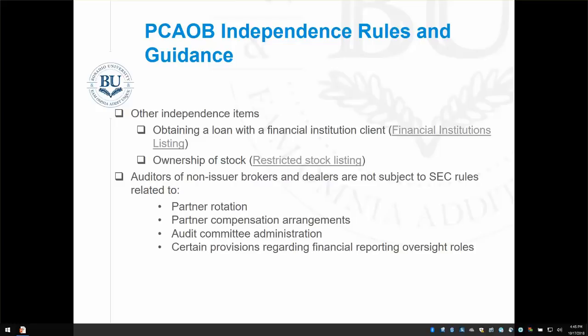For our broker-dealers, there is always a parent involved, so the independence rules will still apply for the broker-dealer independence, but the parents of our current broker-dealers are non-SEC issuers. So the broker-dealers are subject to the SEC rules, but not the parent. It's just something to note that the partner rotation issues are not applicable as it relates to our current broker-dealer practice.